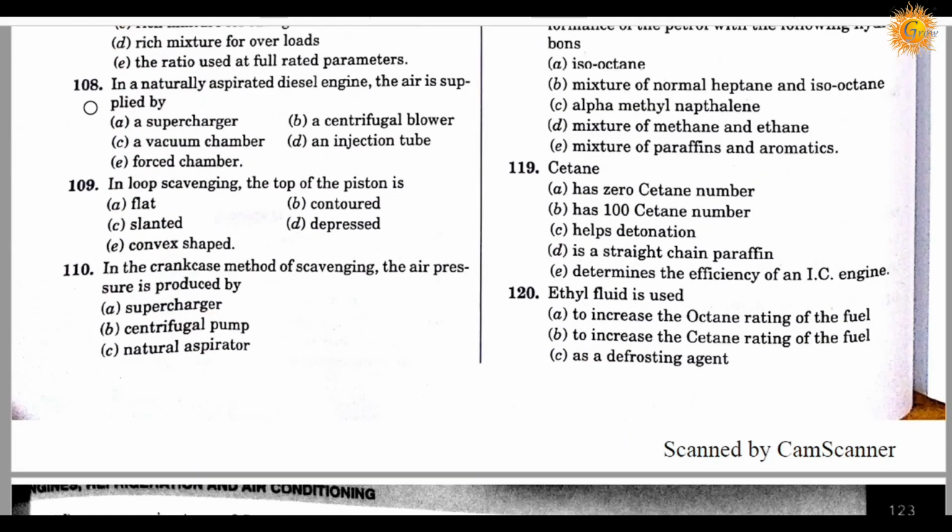Question number 108. In a naturally aspirated diesel engine, the air is supplied by: option A, a supercharger; option B, a centrifugal blower; option C, a vacuum chamber; option D, an injection tube; option E, forced chamber. So the correct answer is C, from a vacuum chamber. Air is supplied by a vacuum chamber.